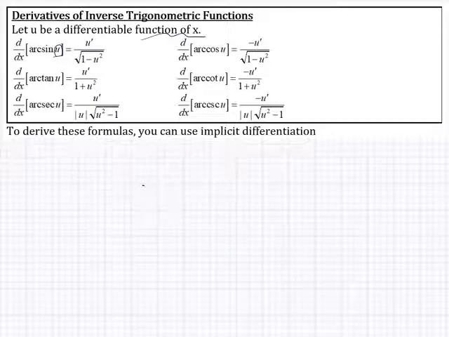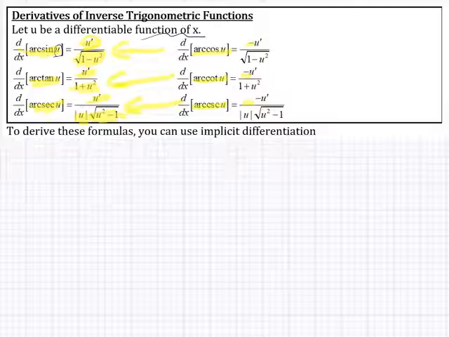Okay, so if we look at each one of these, you look at the arcsine of u. It says it should be u prime over the square root of 1 minus u squared. Again, that u prime is just the derivative of the inside, so that's the chain rule component there. The arctan of u is u prime over 1 plus u squared. The arcsecant of u is u prime over the absolute value of u times the square root of u squared minus 1. And one thing you see is that this column here, arccosine, arccotangent, arccosecant, is just the negative of each one of these.